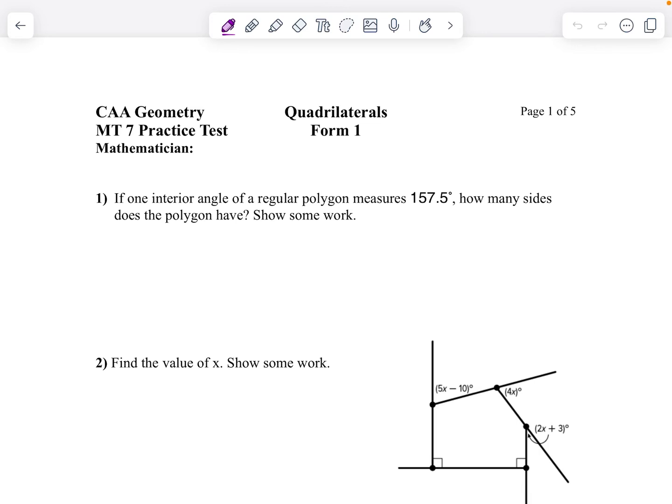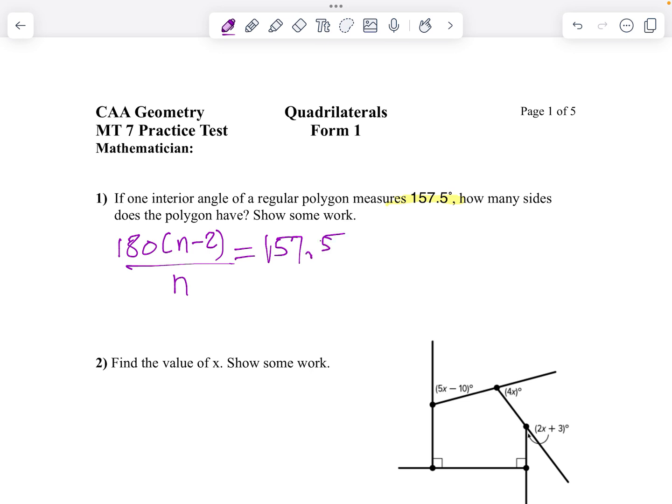Let's take a look at our practice test here. On our first question, we know each interior angle of a regular polygon is 157.5 degrees. So what do we do to find out how many sides there are? Well, we know the total is 180 times n minus 2, but then I'm going to divide by the number of sides, and I'll get 157.5.